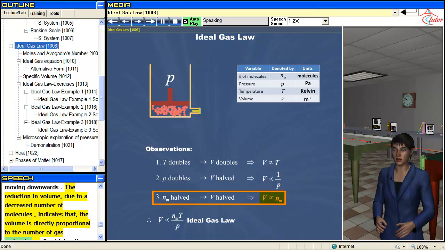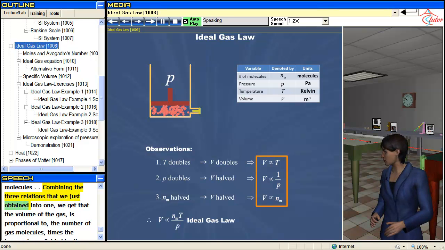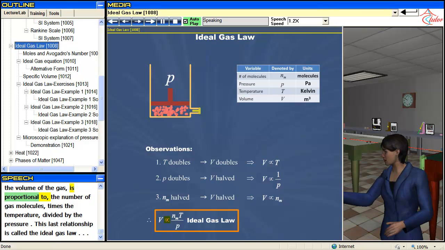Combining the three relations that we just obtained into one, we get that the volume of the gas is proportional to the number of gas molecules times the temperature divided by the pressure. This last relationship is called the ideal gas law.